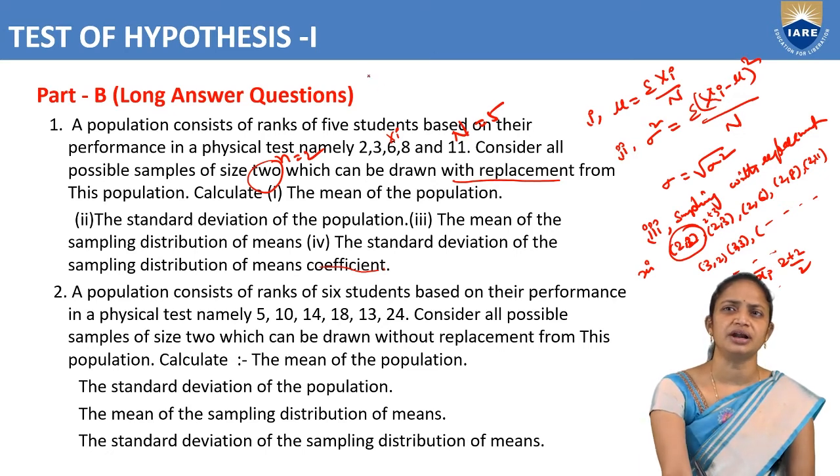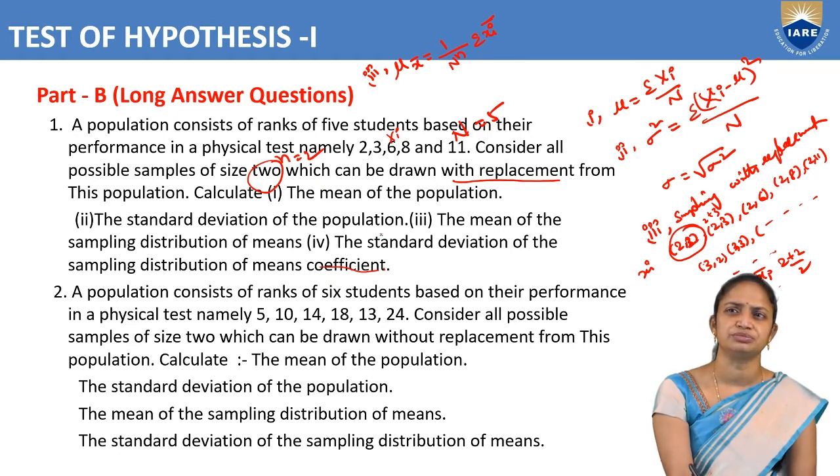So coming to the third question. What is our third question? Here we need to find the mean of the sampling distribution of means. The mean of the sampling distribution of means is mu x bar equal to, this is with replacement, so here we have to take 1 by n power n into summation xi, sorry, not xi values, summation xi bar values. So that is the formula for the mean of the sampling distribution of means.